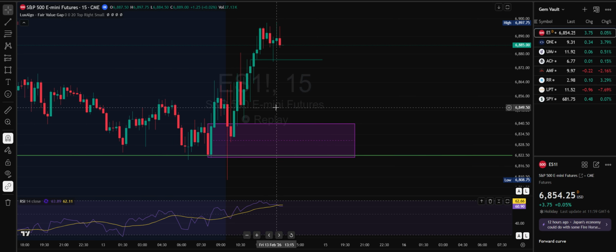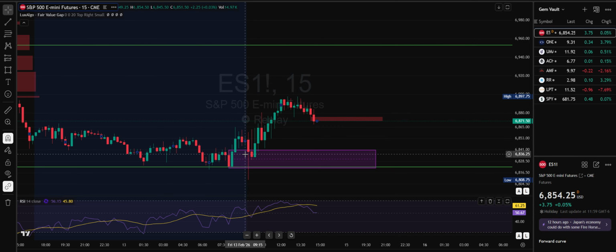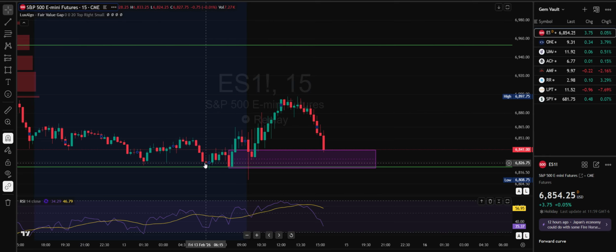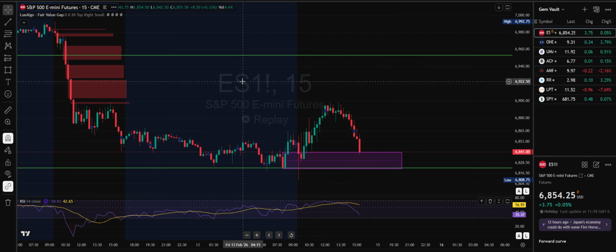Nothing cute, nothing too crazy or too complex. It's just the strategy of marking out the 8 to 8:15 a.m. EST zone, waiting for a retest of that zone, and then for price to pick a direction, taking our trade, getting out in the first 30 minutes or so, and just not touching it, shutting down the computer.